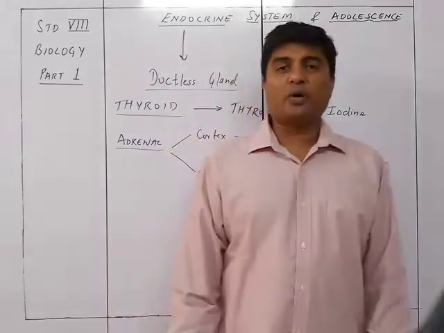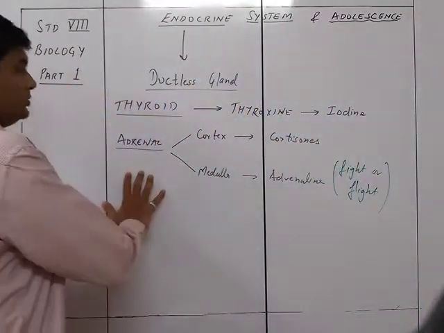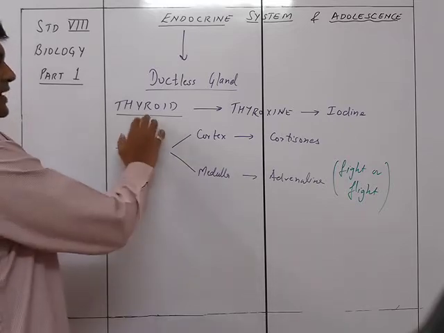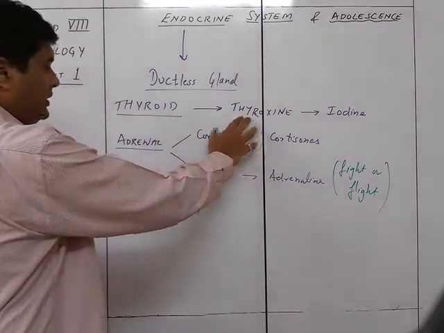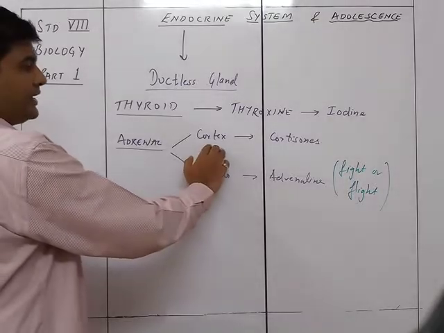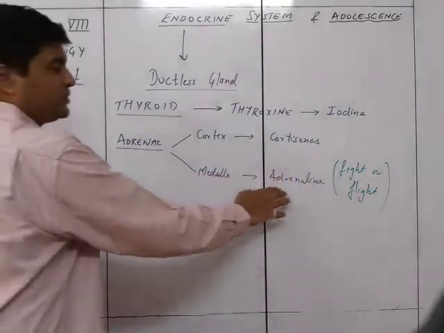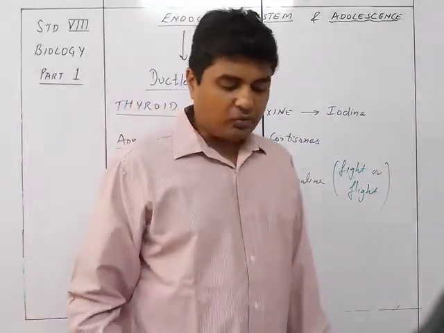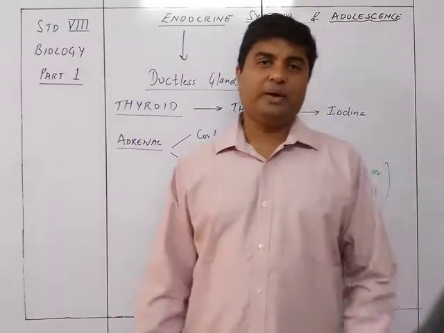So this was about the adrenal gland. The two glands we studied are the thyroid gland, which produces thyroxine, and the adrenal gland, whose cortex produces cortisones and medulla produces adrenaline. The next we see is the pancreas, but in the next video.